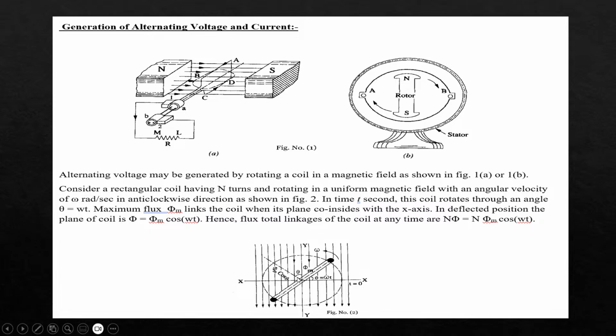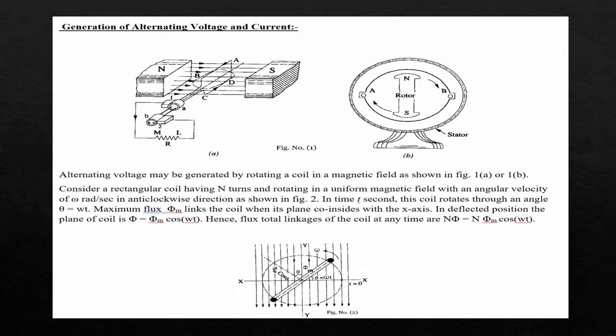So what is happening is that the flux is getting changed again and again. Basically theta is when the plane coincides, because the answer is cos omega t. If omega t is 0, cos 0 is 1, so flux is n phi m, and phi m is the maximum. So when theta equals omega t is 0, or basically when the plane coincides with the x-axis, that becomes the maximum because of this formula, phi equal to n phi m cos omega t. Where n gets cut, phi is equal to phi m cos omega t, and phi m is the maximum. So as cos omega t changes, the phi value also changes.